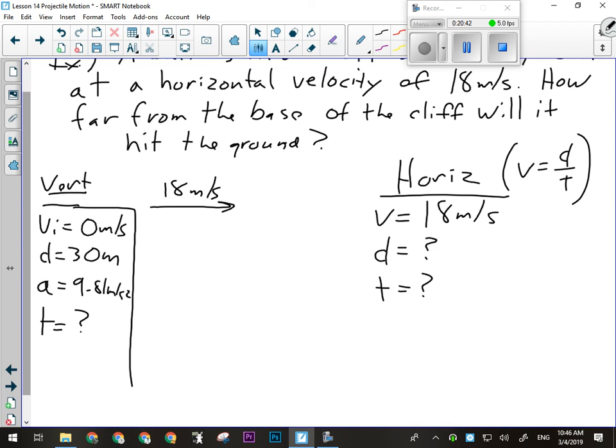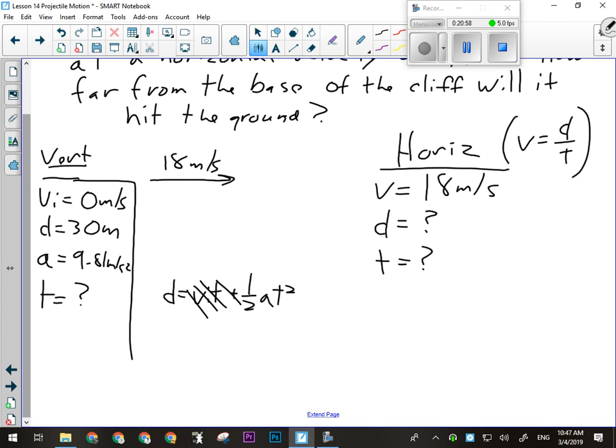Do I have a formula that has those four things in it? Yeah, this one. Remember that one I told you I'd never ask you to find time with? Except when VI equals 0, which it does. So I can solve for time, and that's what I'm going to do. I'm going to manipulate this for time. I'm going to divide both sides by half of A, and then I'm going to square root. That'll leave me with T.